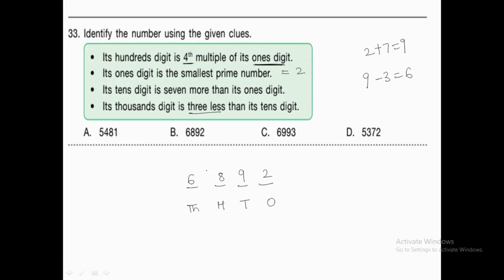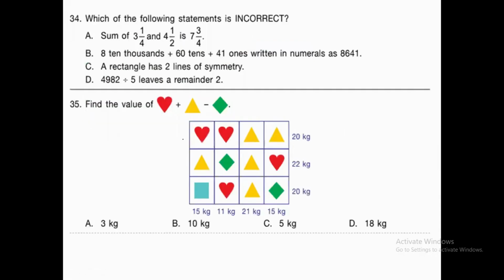So that's how we are getting our number, which is 6892, which is given over there in option B. Okay. Now let's move to the next question, which is question number 34. Which of the following statements is incorrect?